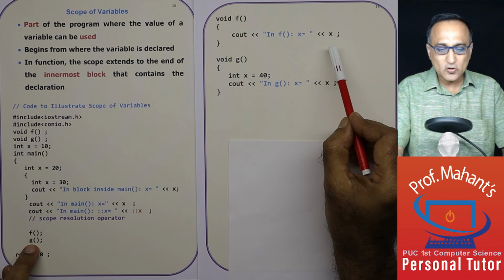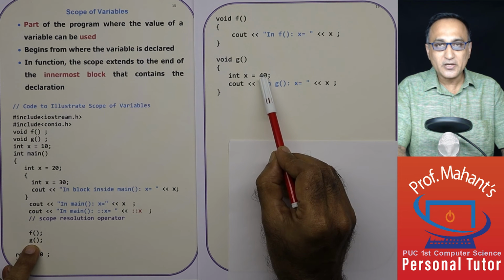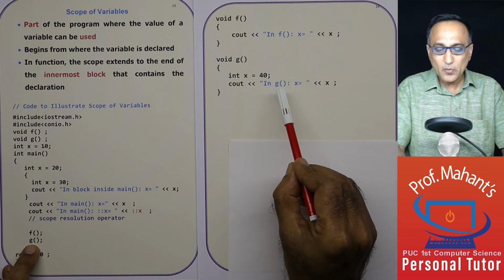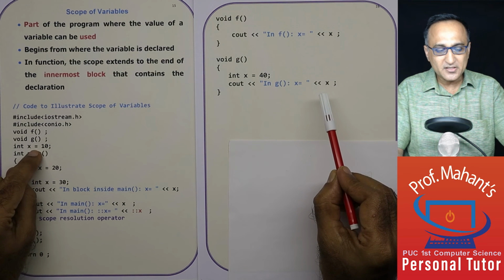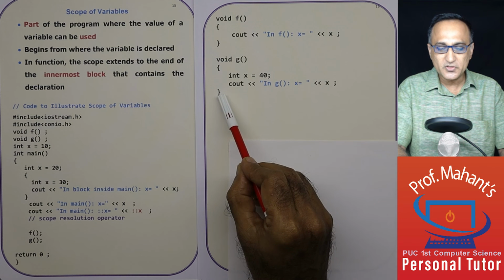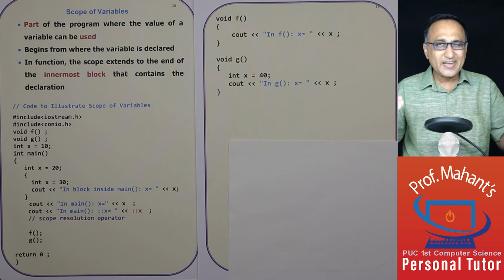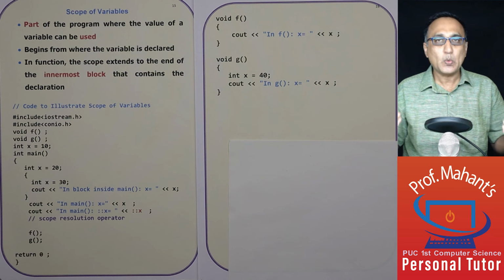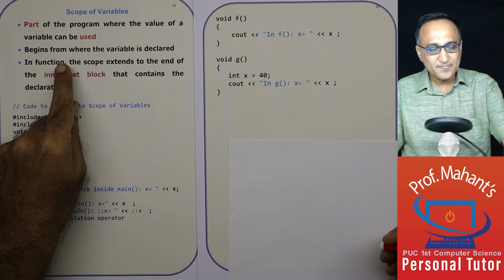Then when g is called, in g I have declared a local variable x as 40. So when I print the value of x in g, it's going to override this global x. It is going to refer to this x which is local to g. So it's going to print 40. So take a look at this example more than once to understand scope of a variable. You have to understand this.